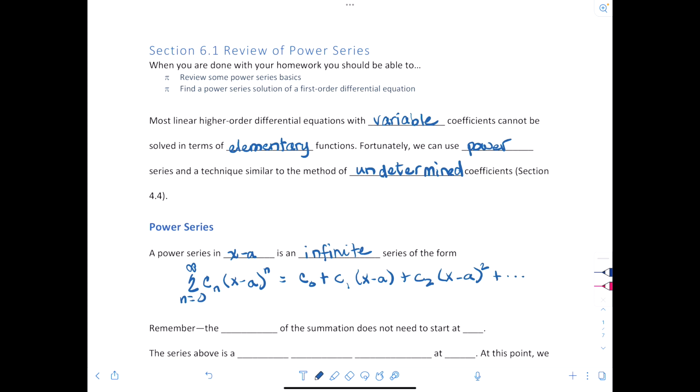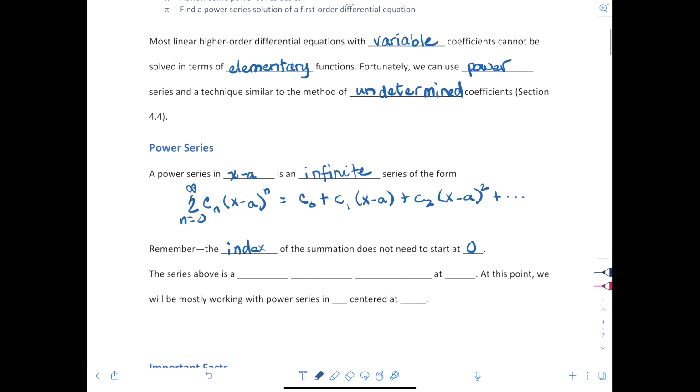Now, the index of the summation doesn't need to start at 0 or 1, right? We're looking at the infinite behavior of it unless you're trying to find an actual exact sum. So, the series above is a power series centered at a. At this point in our math life, we'll be mostly working with power series in x centered at 0.